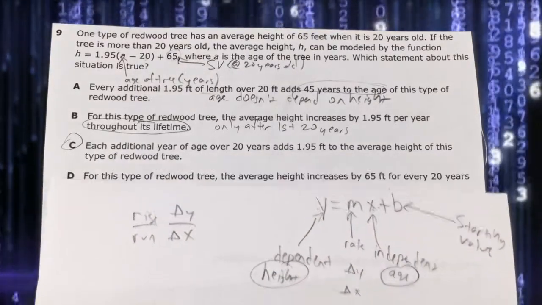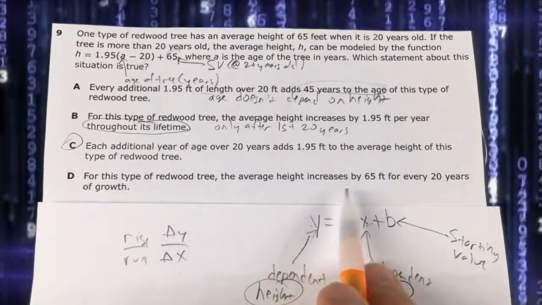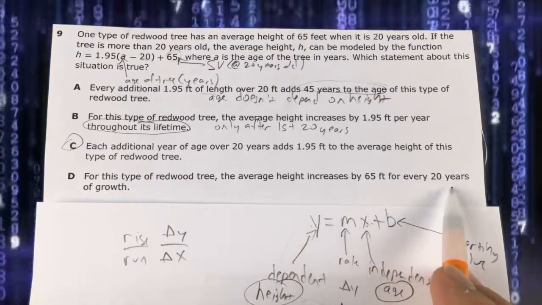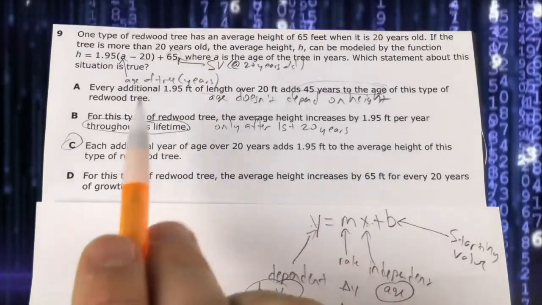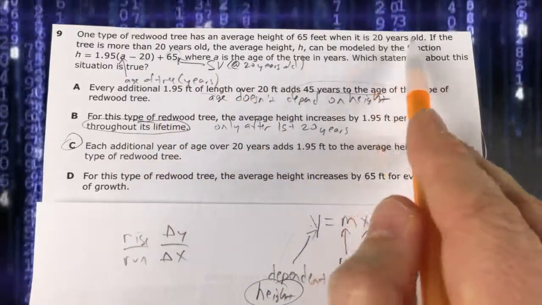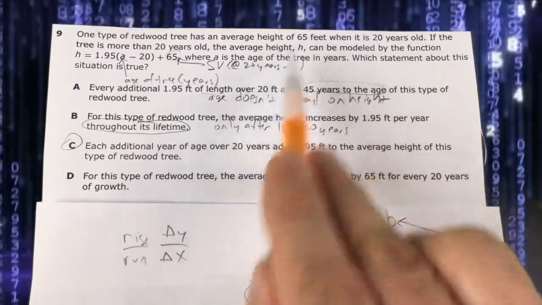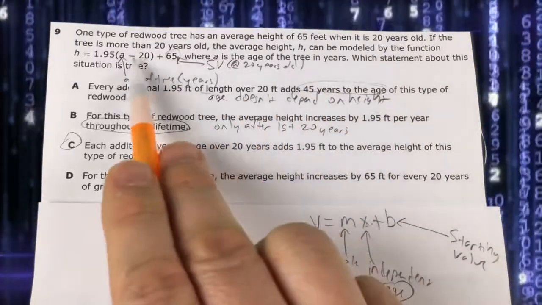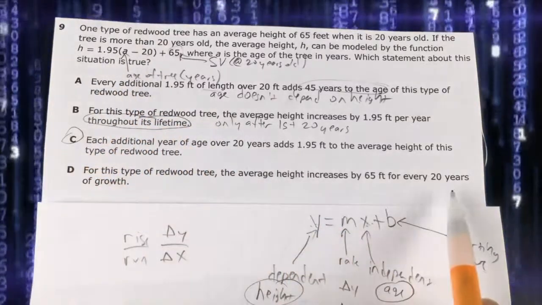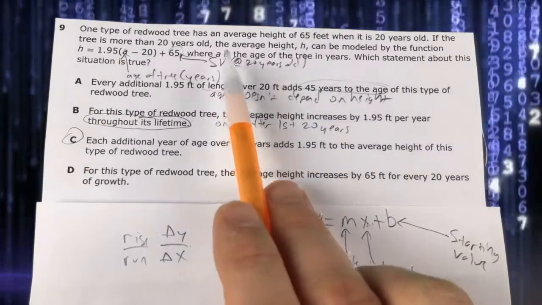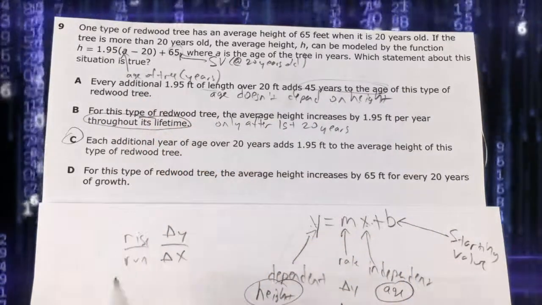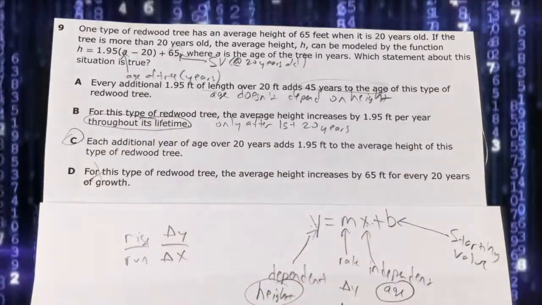Let's take a look at D. For this type of redwood tree, the average height increases by 65 feet for every 20 years of growth. Well, it's the first 20 years that they say. It's actually not every 20 years. The first 20 years is 65 feet, and after that there's this ratio they throw in for every year after that. So no, we cannot agree with that. It's basically growing its most in the first 20 years, and then it follows this little model. So I can't say D is right. I'm going with the correct answer, and it is C.